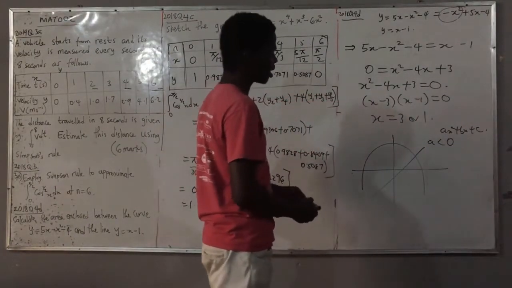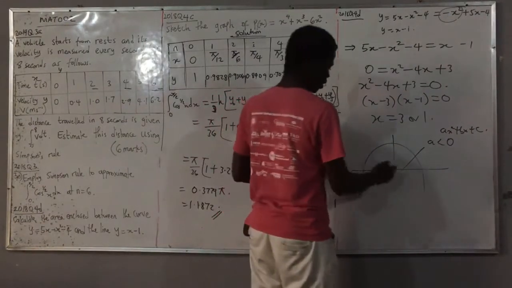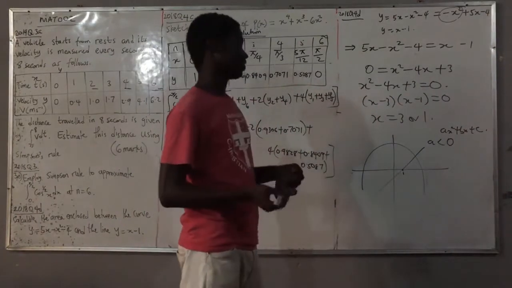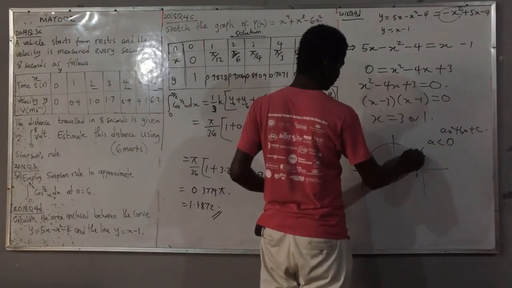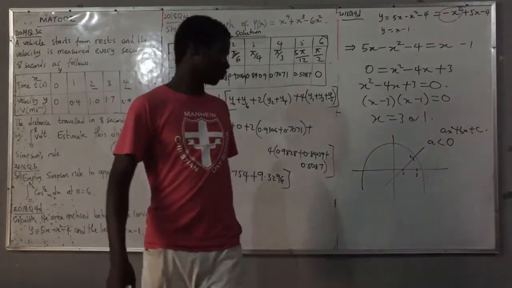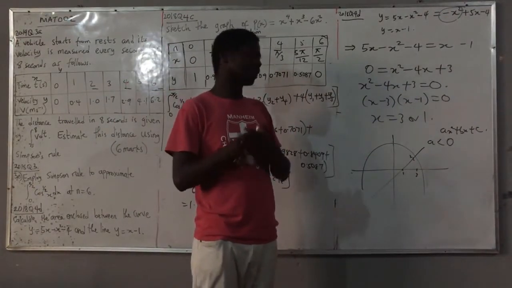So when x is 1, what do we have? When x is 1, y is 0, right? When x is 3, y is 2. So when x is 3, maybe y is 2 somewhere here. Do you understand? Do you get that? So now look at what we have now. What do we do?